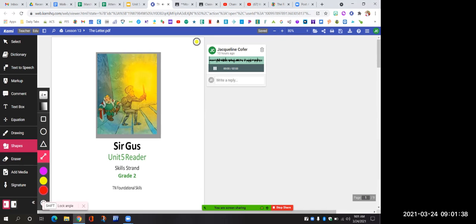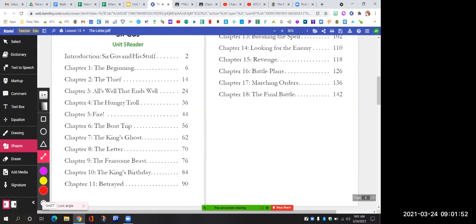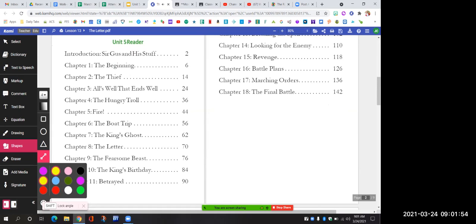Alrighty, guys, we have a new story today in our Unit 5 reader, Sir Gus. And our story today is called The Letter. We are on Chapter 8, The Letter, and it starts on page 70. Let's get started with our story.